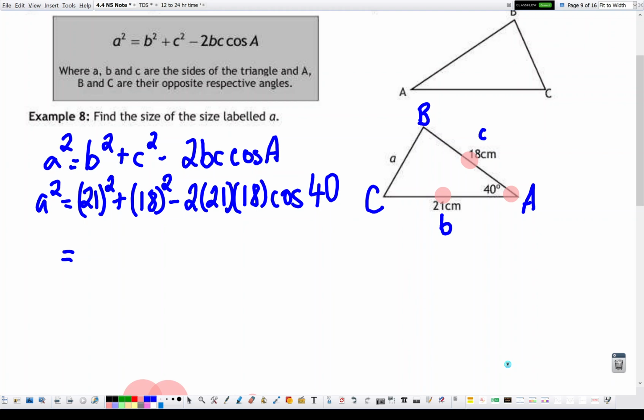21 squared plus 18 squared minus 2 times 21 times 18 times cosine of 40. What are we getting? Right, good, yeah, I'm just trying to make sure we can all type that in okay, and it looks like that's right. So if you managed to get 185.8704, etc., that means that you can use your calculator okay. So that's good, I just needed to check that.